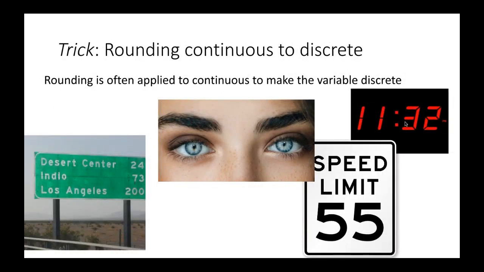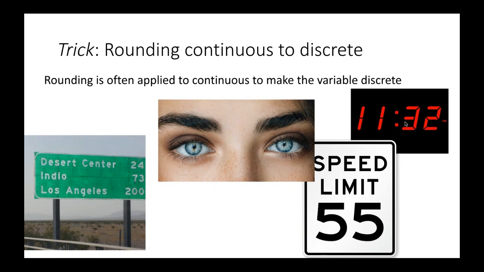So the trick that we often apply in data science is we ignore the fact that there are continuous variables. We make them into discrete variables. My favorite example here is eye color. It's very clear from this picture that this is not blue or green or brown or yellow, right? Those are categorical variables, but we've transformed a very continuous, messy problem into a categorical variable. We do this all the time.